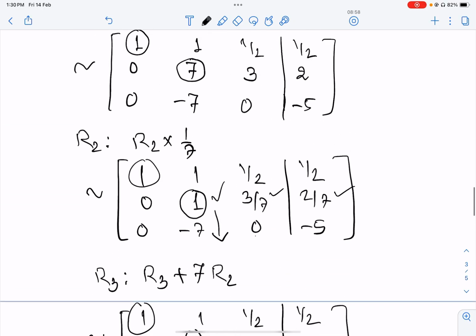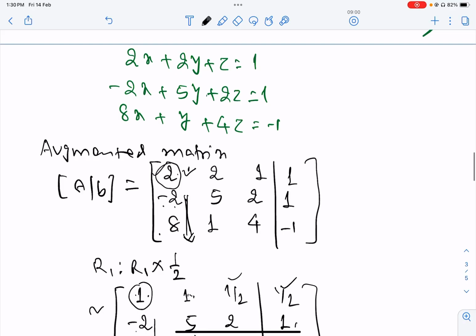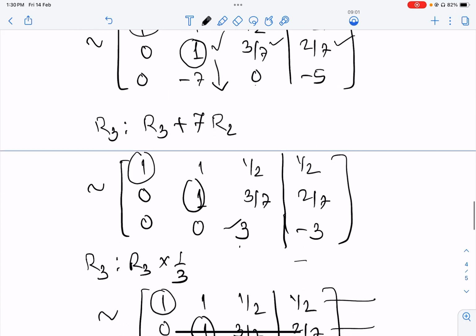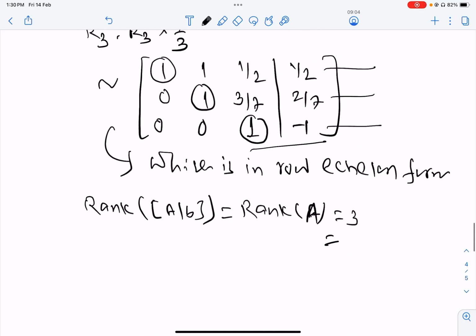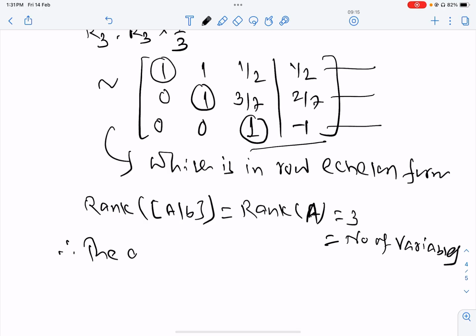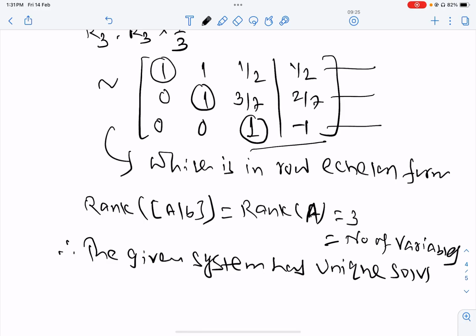And how many variables are there? X, Y, and Z, so variables are also 3. So rank of AB equals rank of A equals 3, which equals the number of variables. And therefore, the given system has a unique solution.